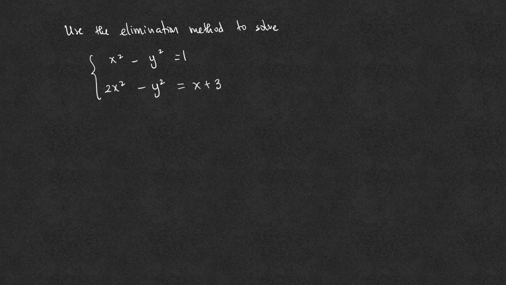Use the elimination method to solve the system of equations x squared minus y squared equals 1, 2x squared minus y squared equals x plus 3. It doesn't matter which variable we eliminate first.